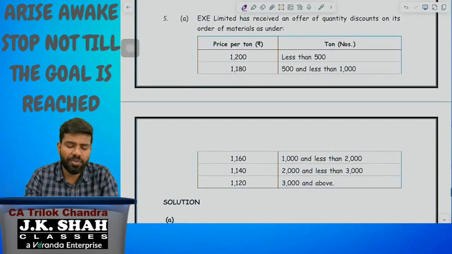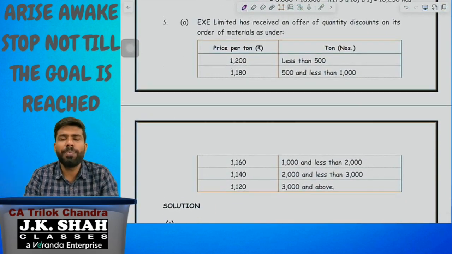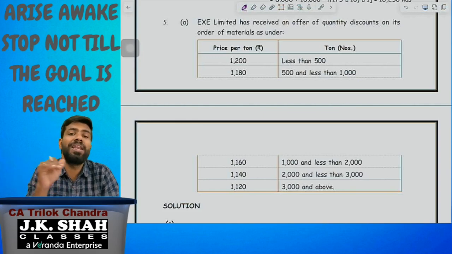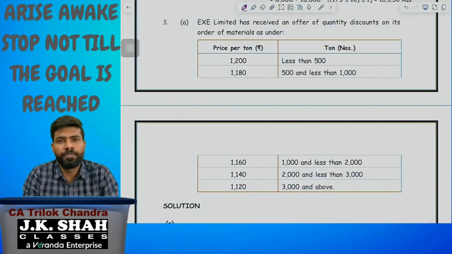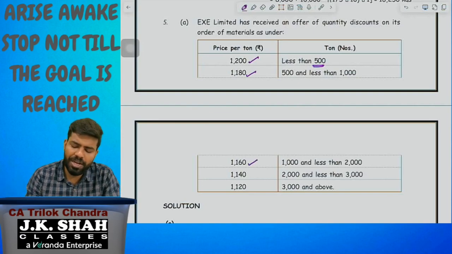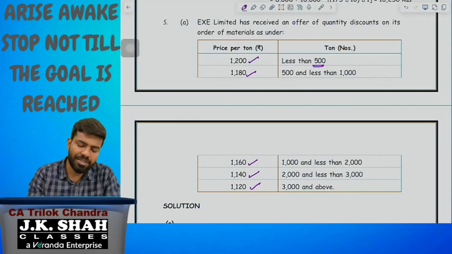Okay, let us start with the question number 5. Look at the question number 5. This question is not about EOQ. This question is about optimum level to place the order. So here what is happening? First of all, look at the question. EXE Limited has received an offer for quantity discounts on its order of material as under. When the quantity is less than 500 tons, it will be 1200. 500 and less than 1000, 1180. 1000 and less than 2000, 1160. 2000 and less than 3000, 1140. 3000 and above, 1120. There is some price discount. They are asking.